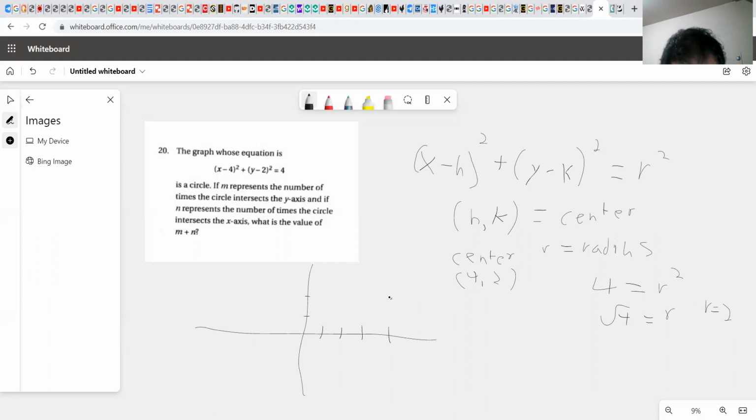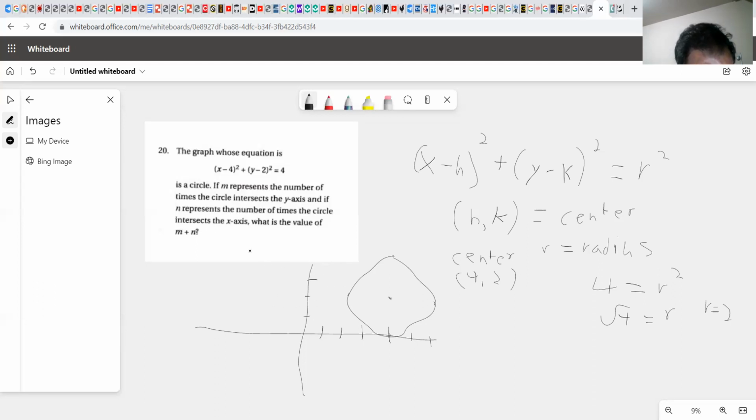So from the center, let's go 2 over to the left, and 2 over to the right, and I can go 2 up and 2 down, and I can sketch this circle. A little sloppy, but you get the idea. We can see that it's definitely far away from the y-axis. The y-axis is over here. It's not touching the y-axis.